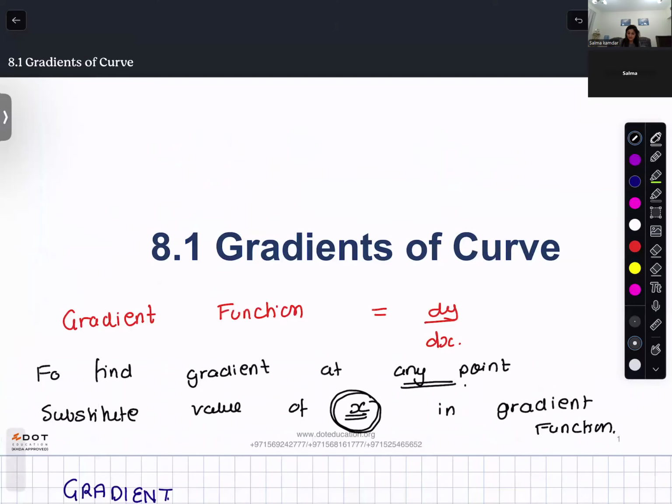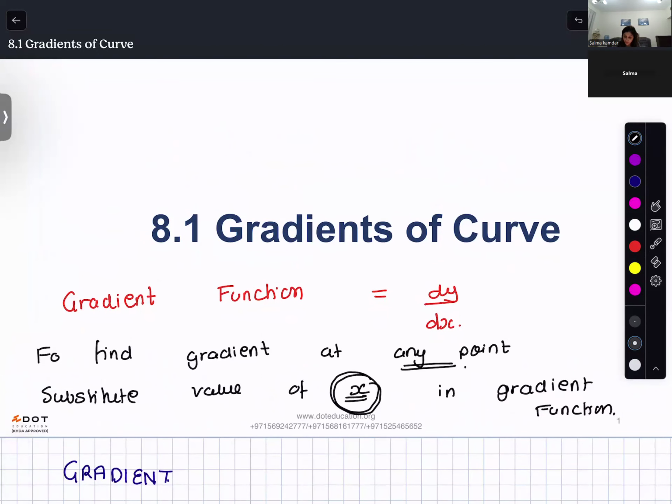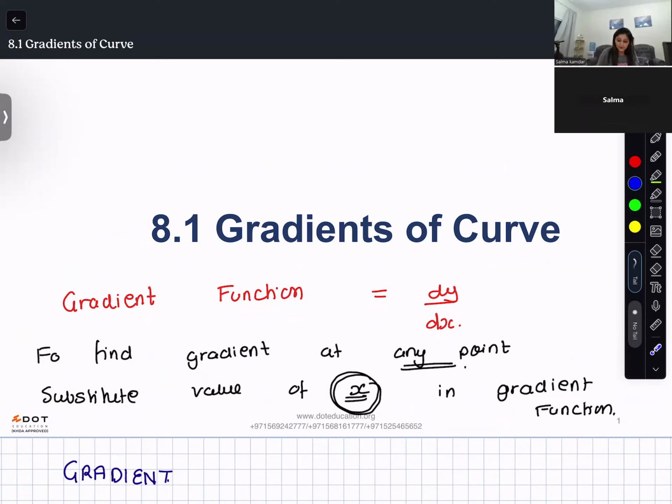Hi everyone, today we are doing differentiation, Year 1 Edexcel, and in that we are doing Chapter 8, 8.1, gradient of a curve. So what is a gradient? Gradient is the slope. If I have a curve, a curve cannot have any fixed slope. So to find the gradient of the curve, you need to find the slope at a particular point.